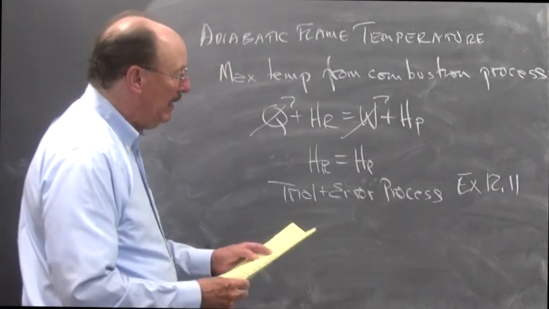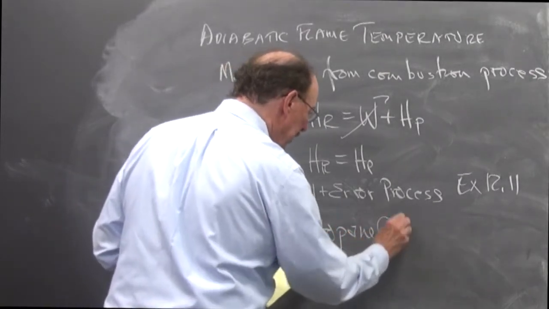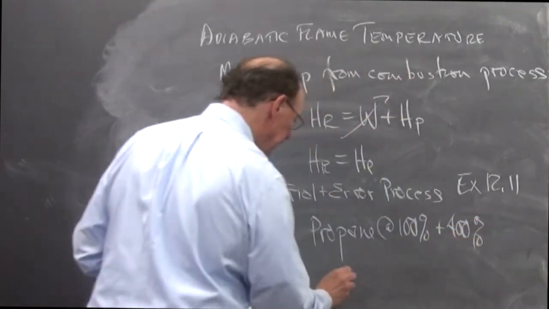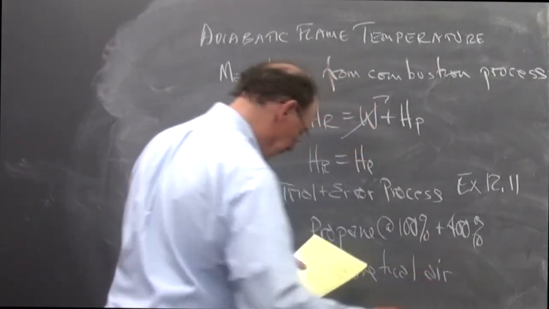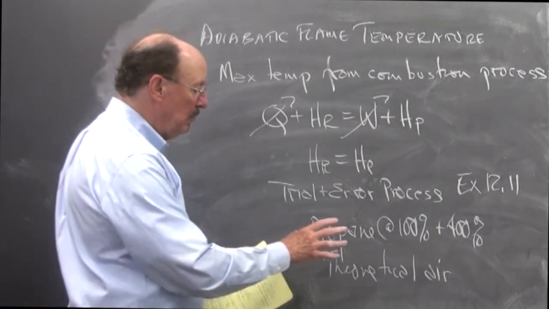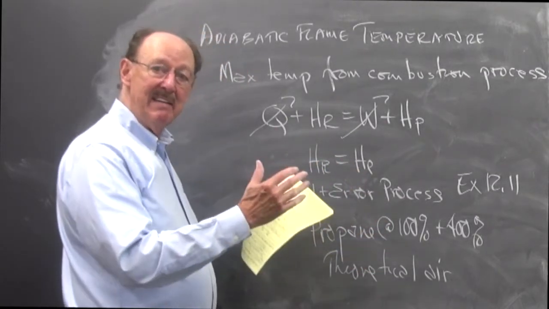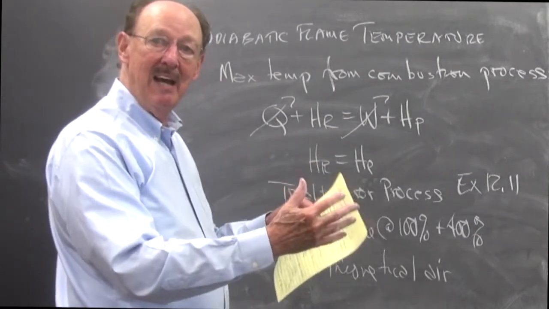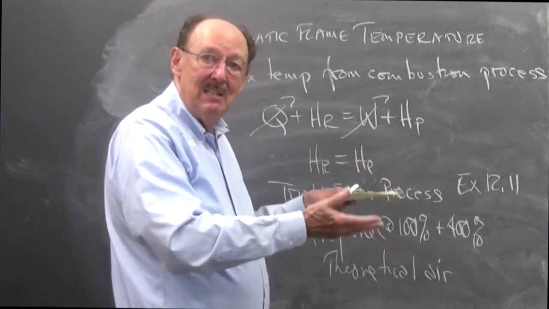In 12.11, we're going to look at propane at 100% and 400% theoretical air. You may want to look at that. What you might see right away is, if you remember, if I'm burning with air, there's that nitrogen that gets carried along. I have to heat the nitrogen up in the products. So the less nitrogen I have to heat up or raise in temperature, the more energy can go into increasing the temperature of the product.